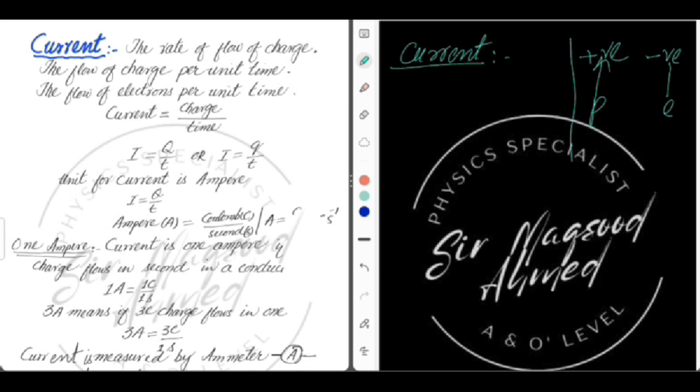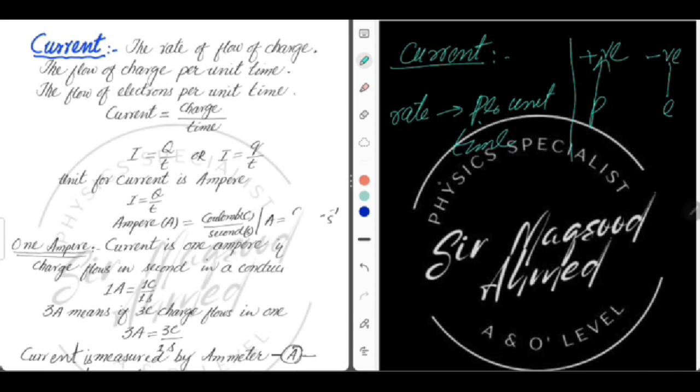Let's start now. The electric current is defined as the rate of flow of charge in a metallic conductor. Dear students, rate means per unit time. So we can also define the current as the flow of charge per unit time in a metallic conductor. Another definition for current, as we have discussed, only electrons flow. So current may be defined as the rate of flow of electrons in a metallic conductor or the flow of electrons per unit time in a metallic conductor.